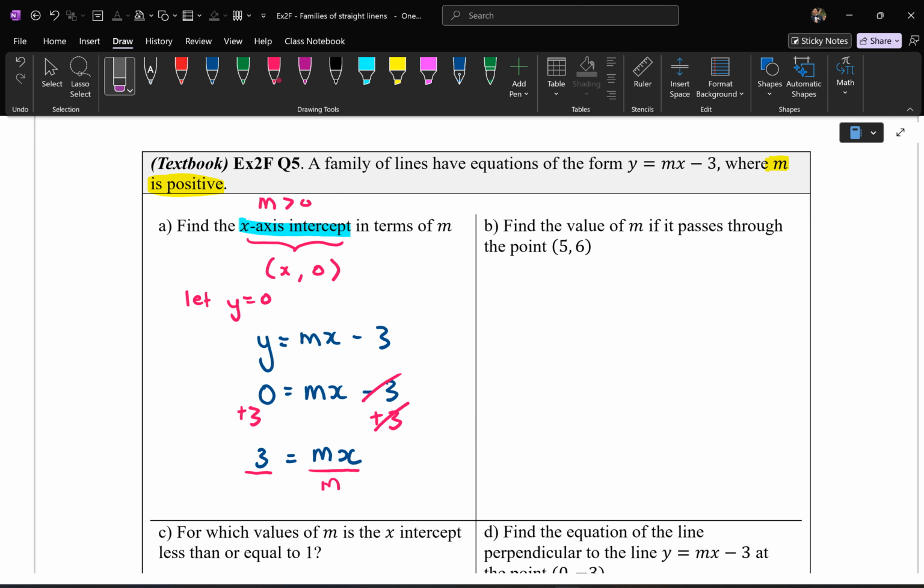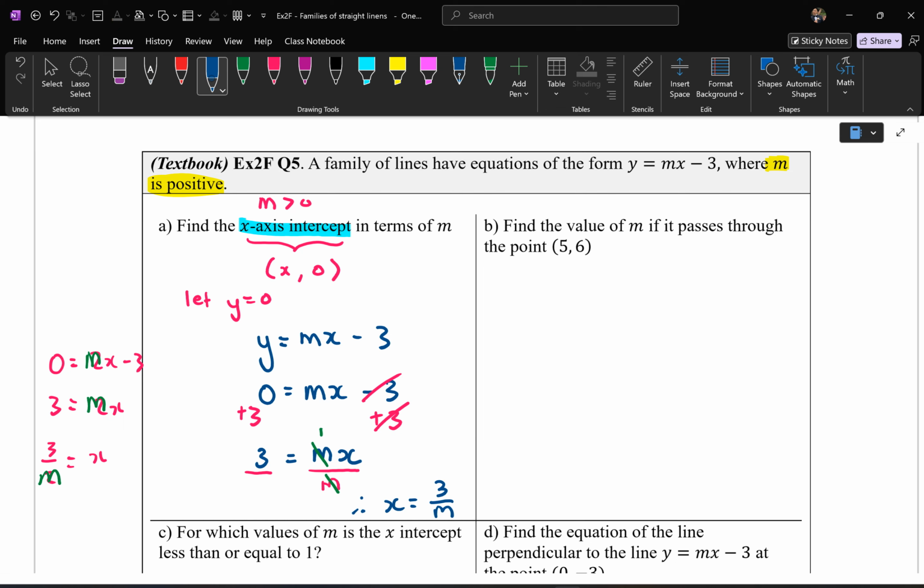If it helps you, you could have pretended that you had 0 equals 2x minus 3. If I asked you to solve for x, you would have naturally gone through it, moved the 3 across, and then divided both sides by 2, right? So just replace that 2 now with an m in your mind, and that's exactly what they mean by find the x-axis intercept in terms of m. In terms of means that the equation has the m value in it. So if I cross it off, m divided by m is 1, and therefore my final answer is x is equal to 3 over m.